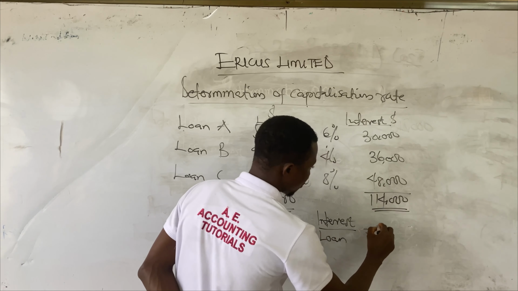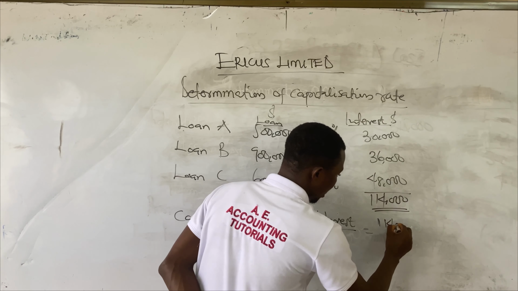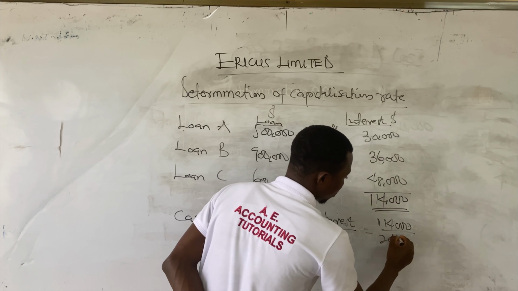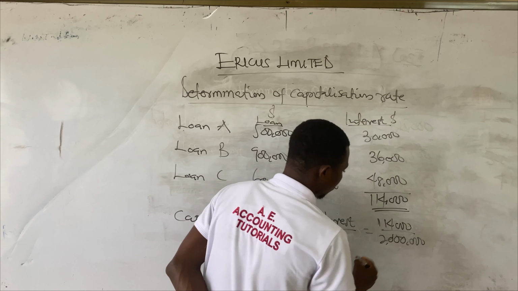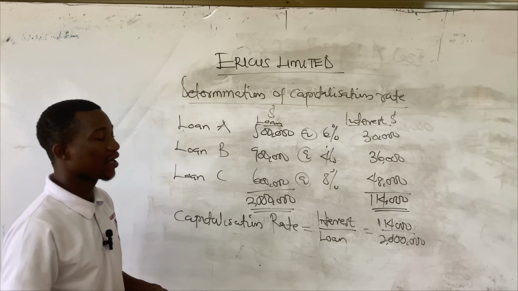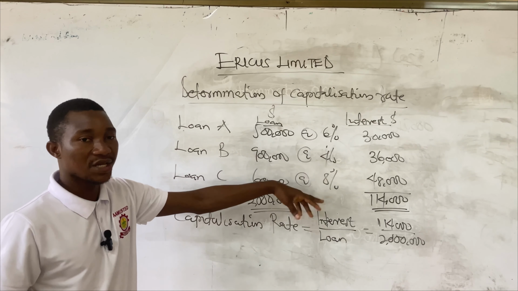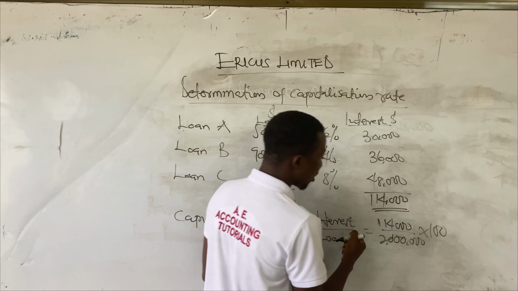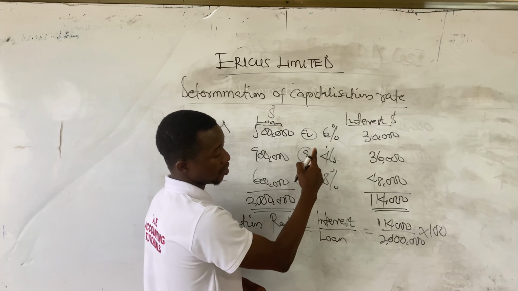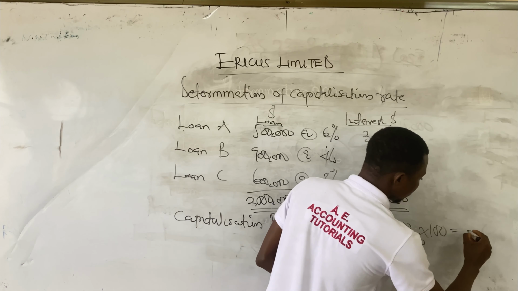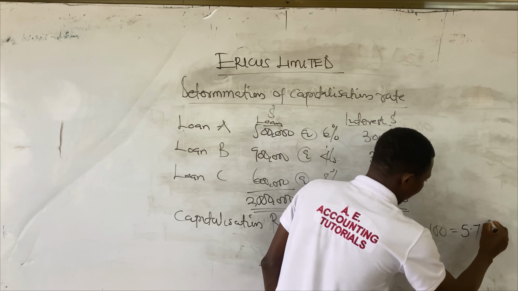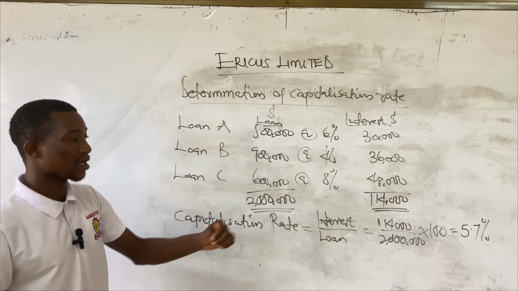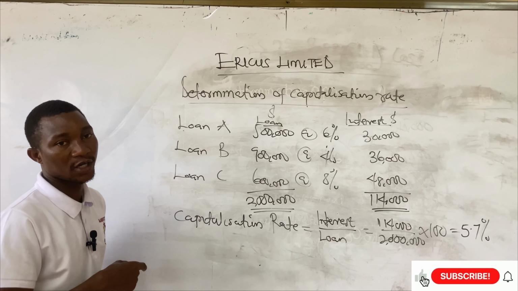And we can see that we have 114,000 as the total interest, with the total loan being 2 million. Is that okay? Because we want the rate in percentage, we multiply it by 100. So in the formula, we multiply by 100 because we want the rate. And this will give us 5.7% as the capitalization rate. So we base on this capitalization rate to determine the borrowing cost for the period.